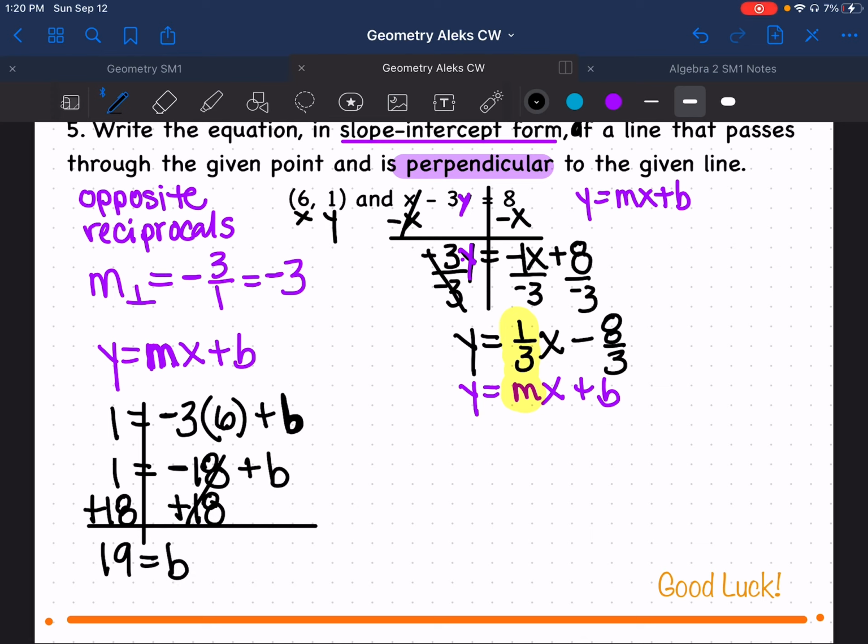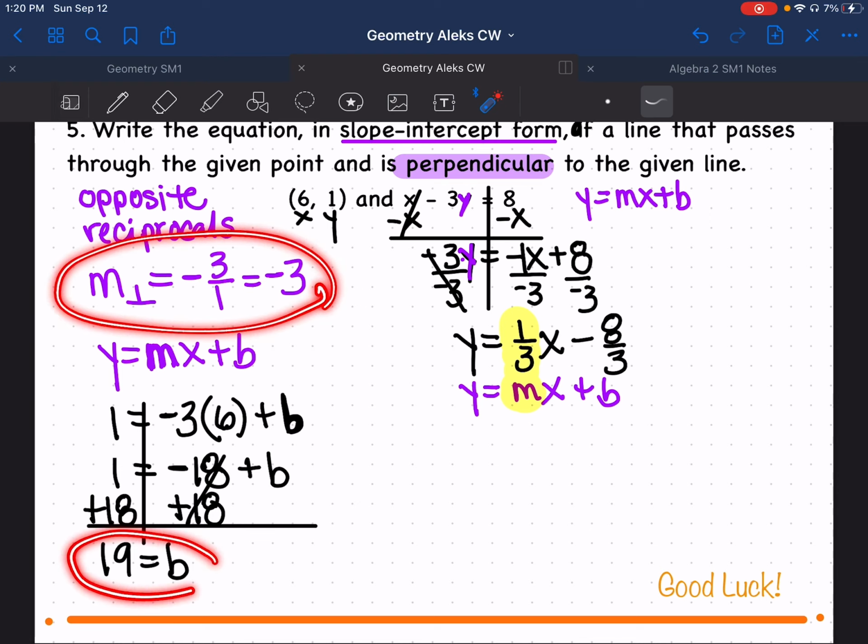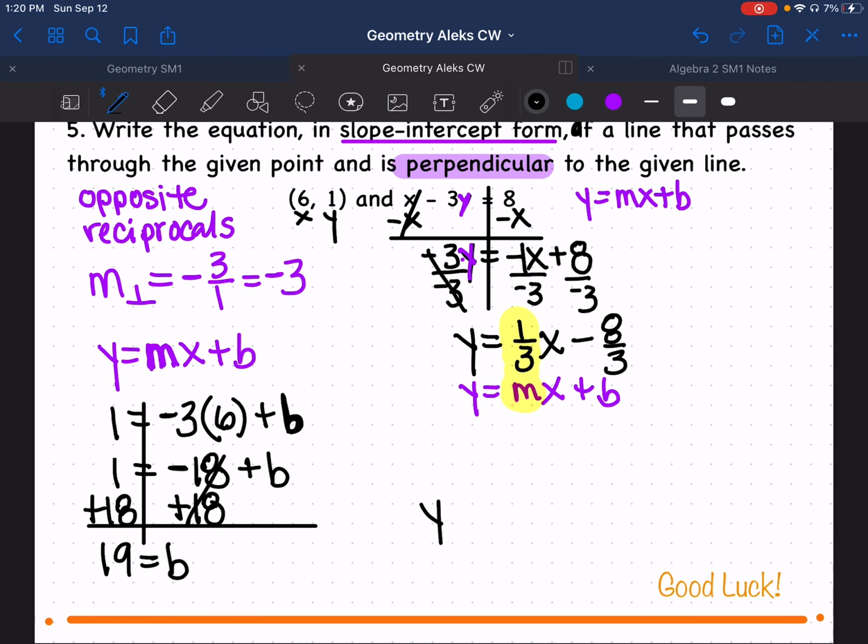I can now write my perpendicular equation using my slope and my y-intercept. My equation will be negative 3x plus 19.